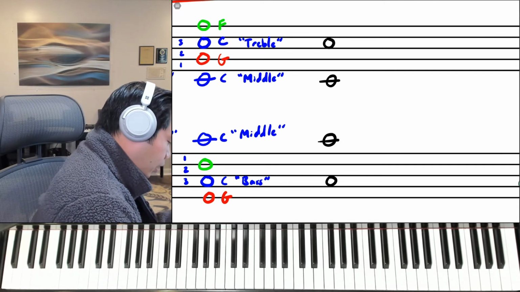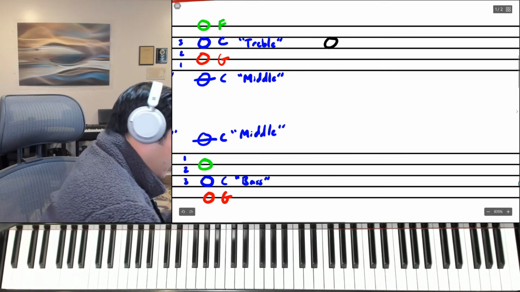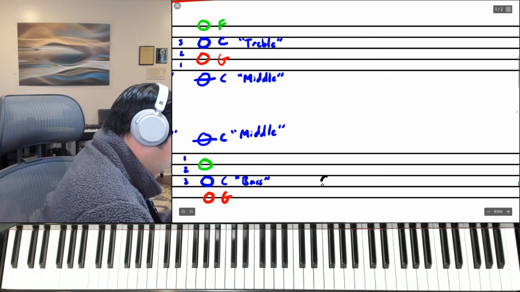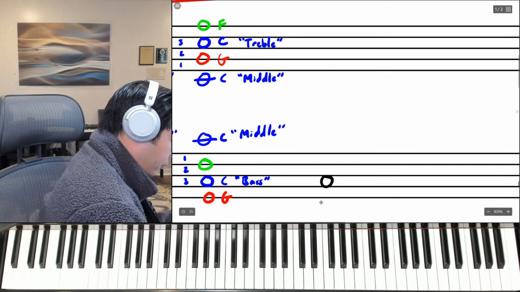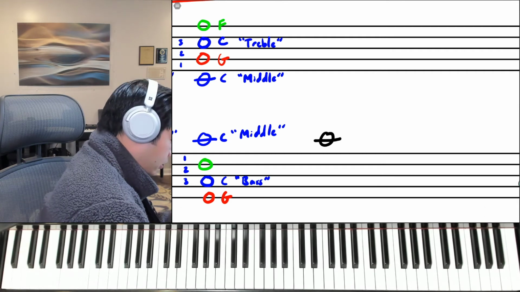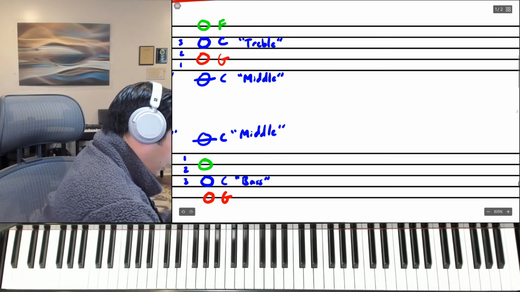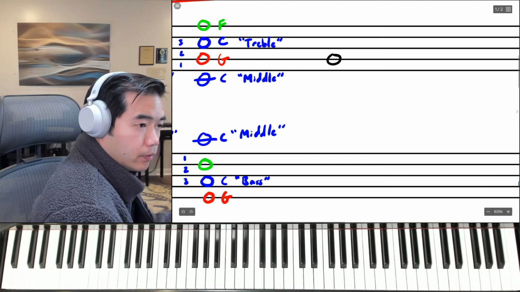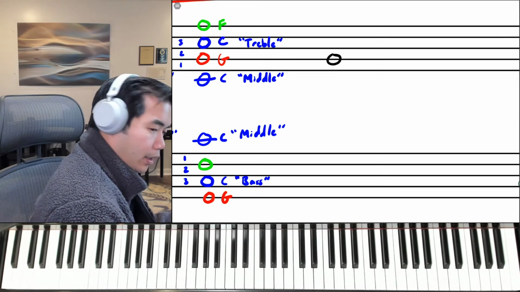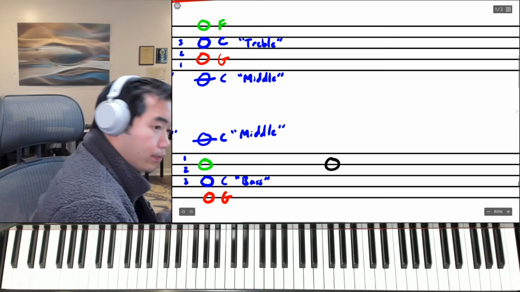Okay. Cool. All right. So while this is up, let's keep drilling these even more. What note is this? What note is this? What note is this? What note is this? Good. Okay. What note is this? Good. Play it. Almost. Good. What note is this?